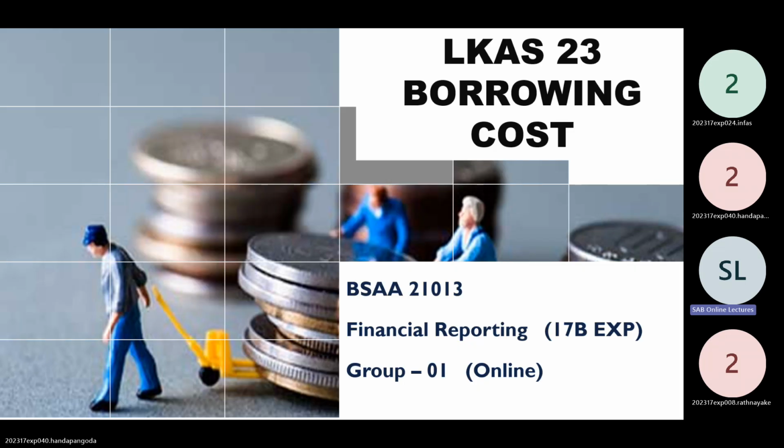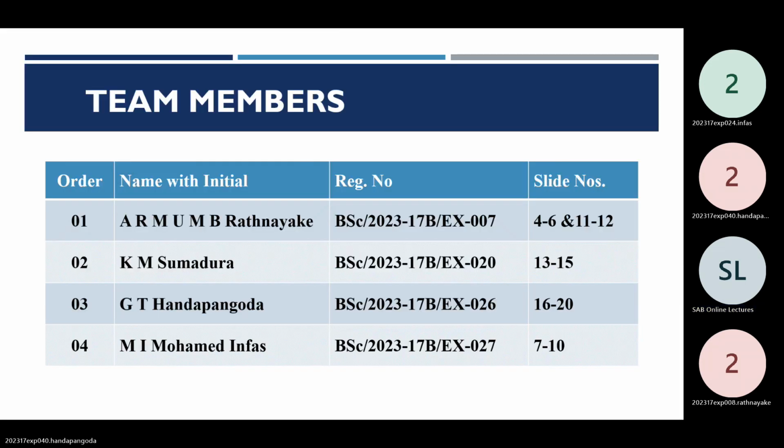Group number 1? Borrowing cost, sir. LKS 23. Right. So I hope you can. Borrowing cost, sir. Right. So you can start. Shall I start, sir? Yeah, you can start. Okay, sir.